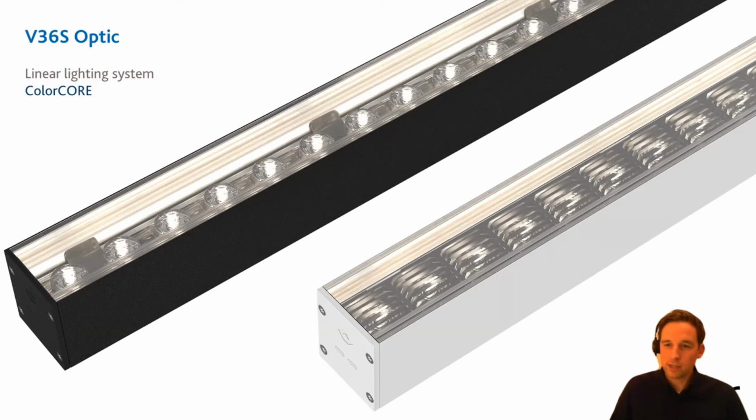So we have collimated optics. Each individual chip has its own optic on the top of that, which gives it a really nice clean beam. This is much higher output, so you're looking at up to 1100 lumens per foot. We have three different beam angles: an 18, 18 by 45 and 37 degree. And we've got two different louver options there.